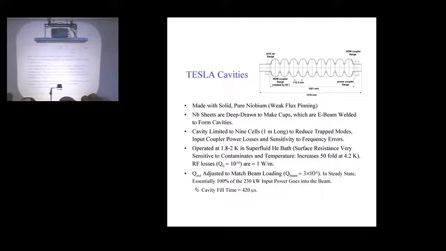They run at about 2K in superfluid helium. They're very sensitive to surface resistance. It goes up very quickly with temperature. This means they have to keep the things very pure, and the main thrust of a lot of their R&D program is to remove any contaminants or inclusions in the niobium.